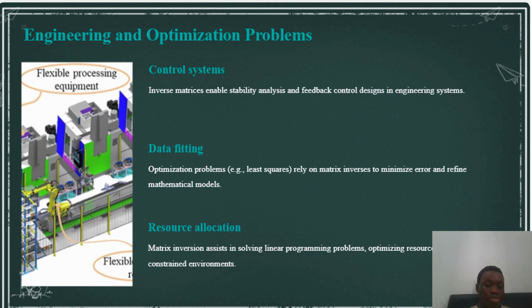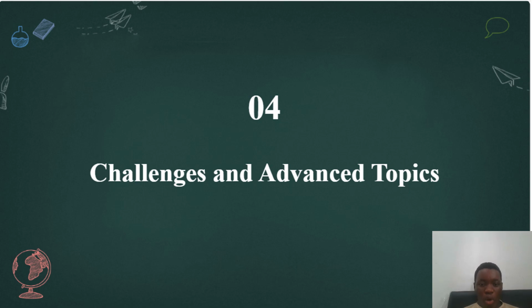So overall, inverse matrices are key tools for making systems stable, models accurate, and decisions optimal. Unit 4. Challenges and advanced topics.